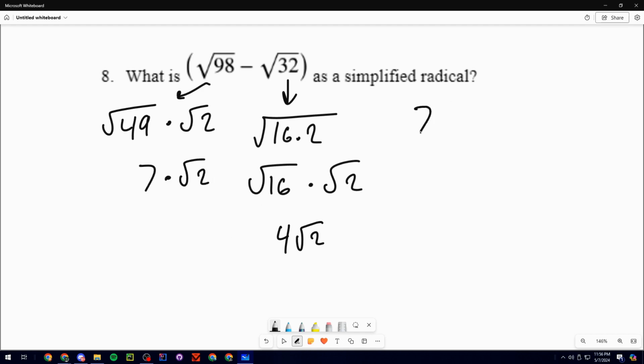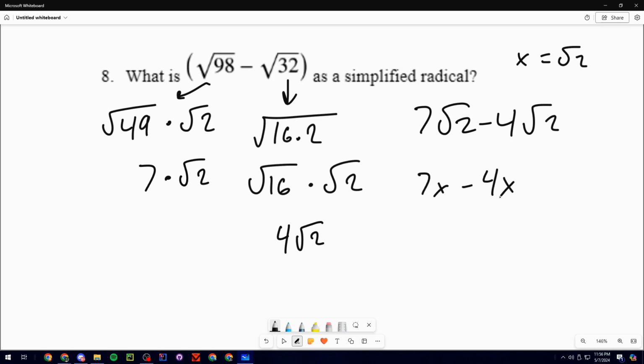So it's just asking what is 7 root 2 minus 4 root 2. Well, if this seems complicated, replace it with x is equal to root 2. If I have 7 of something minus 4 of that same something, that's just equal to 3 of that something, which in this case is just 3 square root 2.